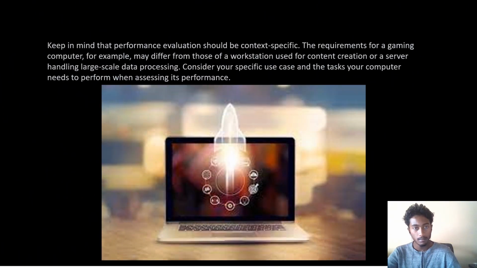Keep in mind that performance evaluation should be context specific. The requirements for a gaming computer, for example, may differ from those of a workstation used for content creation or a server handling large-scale data processing. Consider your specific use case and the tasks your computer needs to perform while assessing its performance.